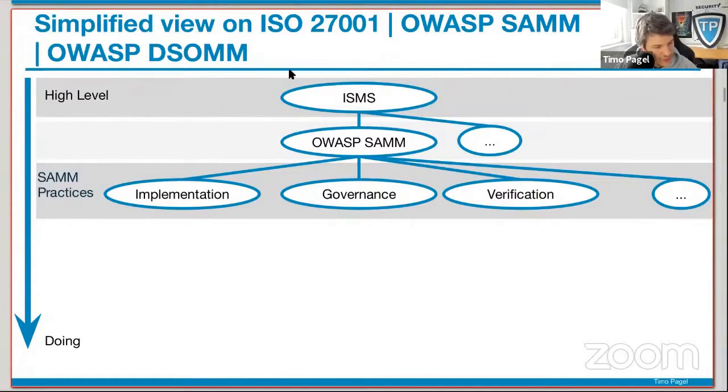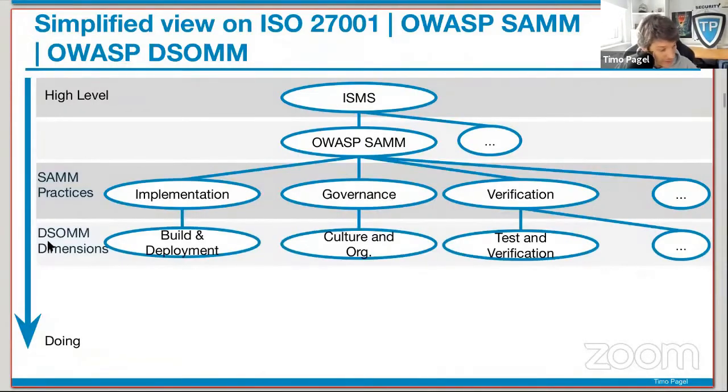The information security management system will make sure that you think about security, and a good way, from my point of view, to fit the requirements is to use OWASP SAMM, especially for the hosting and software parts. And SAMM, as we have heard already from Weber, has different practices like implementation, governance, verification, and some others. In the DevSecOps Maturity Model, we have the dimensions we saw already, like build and deployment, culture and organization, and test and verification. And often they have a match.